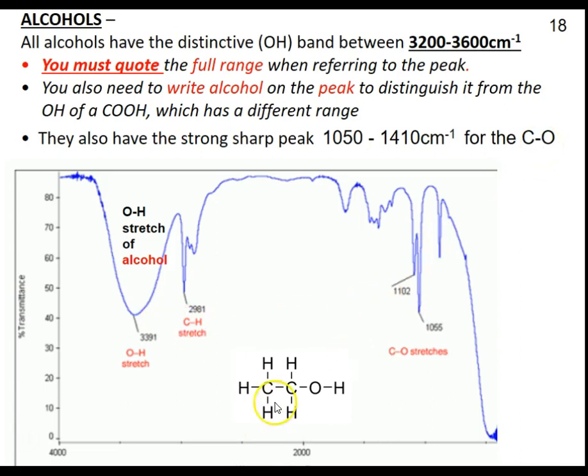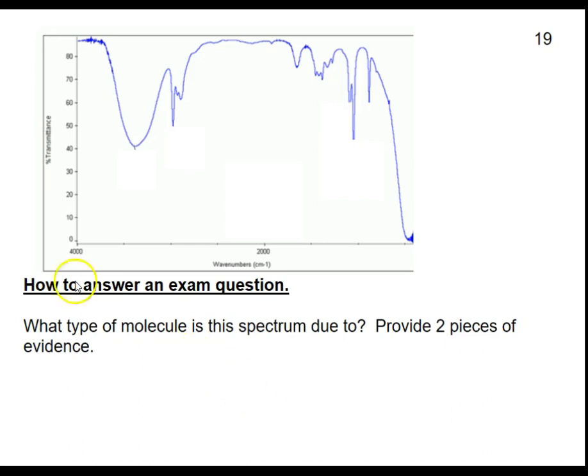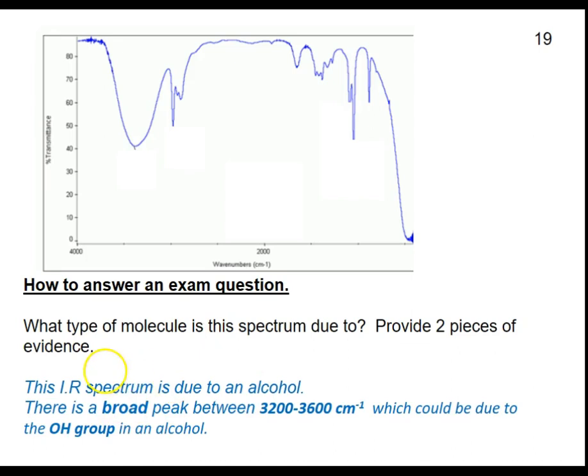This is a spectrum of ethanol. So how would you, if you're asked to write in an exam the evidence to say what type of molecule this spectrum is due to, if you're asked to provide two pieces of evidence, you can say this is an IR spectrum due to an alcohol because it has a broad peak between 3,200 and 3,600, which could be due to the hydroxyl group in an alcohol. And you'll get used to seeing this large peak here and getting used to the fact that it's a hydroxyl group.